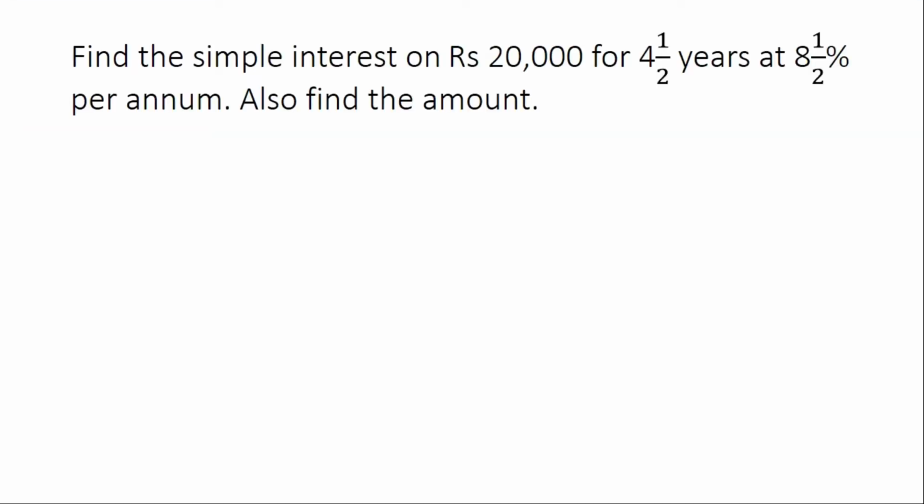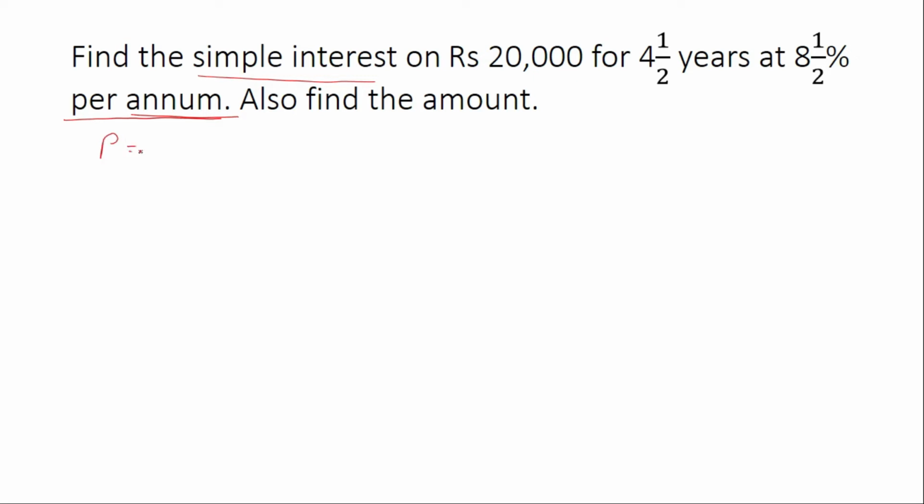So let us solve some questions. The first question is, find the simple interest on rupees 20,000 for 4.5 years at 8.5% per annum. Here per annum means for 1 year. So what do you have to find out? You have to find simple interest. So what is given here?